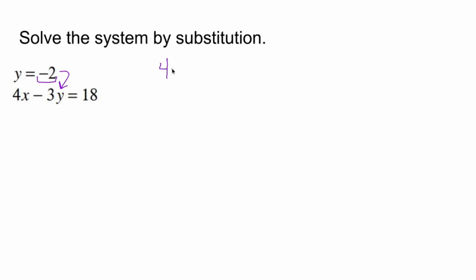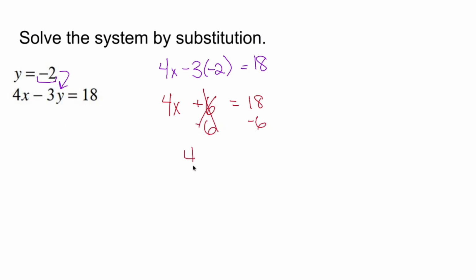So let me write out that bottom equation, 4x minus 3, but instead of y, I'm going to put parentheses -2 and then finish writing out equals 18. Okay? So do a little bit of math. -3 times -2 is +6. So 4x plus 6 equals 18. Subtract 6 from both sides. 4x equals 12. In order to get x all by itself, you divide both sides by 4. And x is going to equal 3.